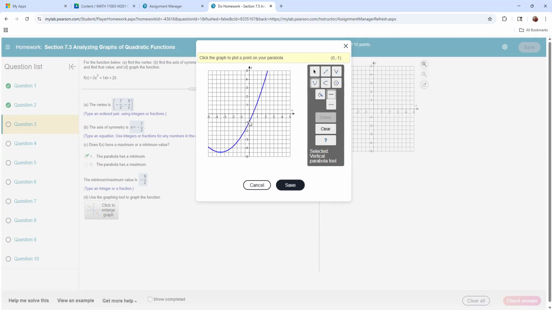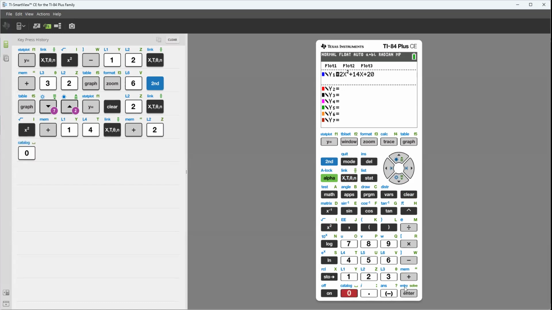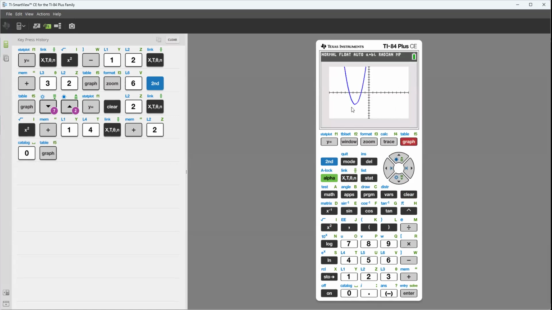Now remember, I need another point. So what I'm going to do is go to my calculator, clear out my y equals, and put that in. 2x squared plus 14x plus 20. So there's my equation. If you want to see the graph real quick, it's going to go left and down a little bit, it looks like. But y'all, I just want another point, so I'm going to hit second graph for the table.